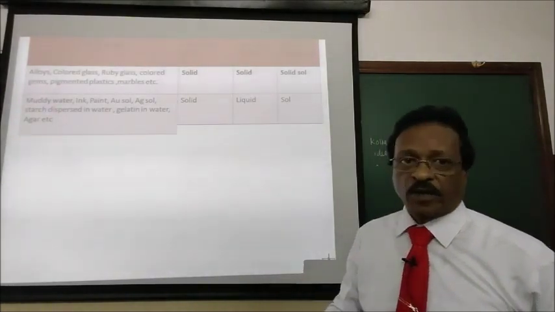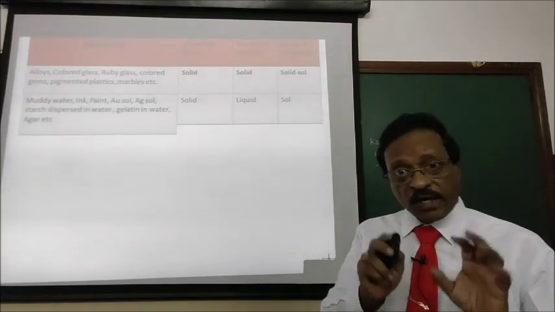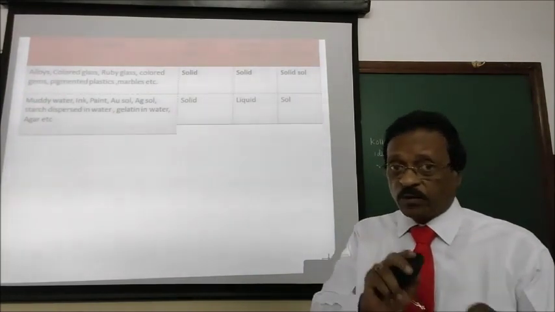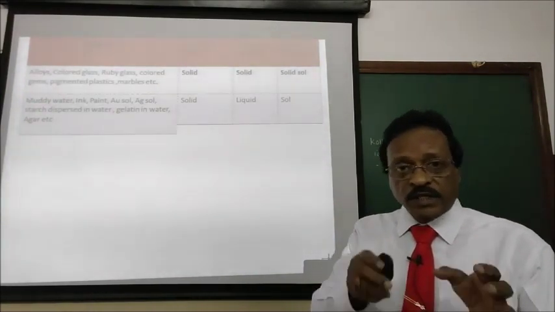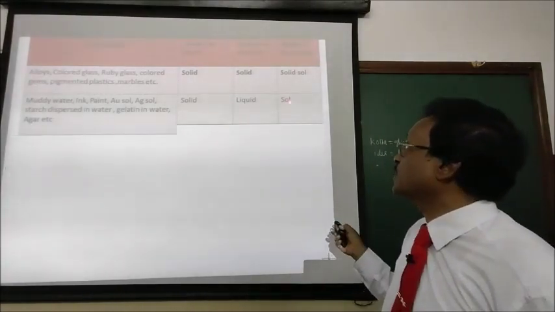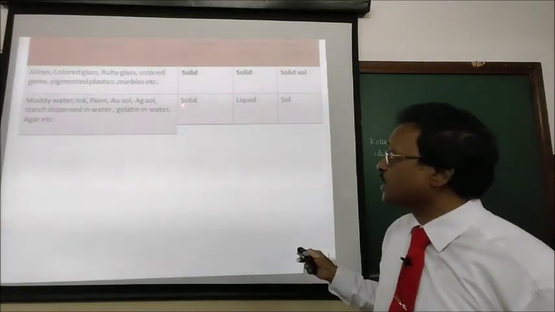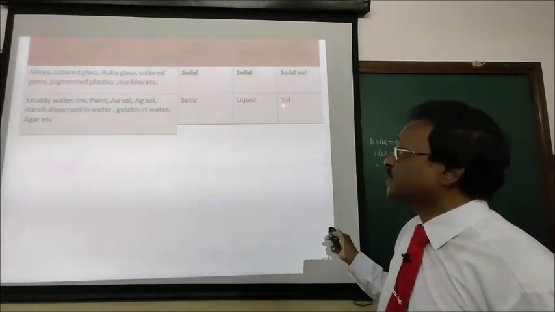See, a simple example, muddy water. You can see it practically. It contains a lot of small mud particles which are in colloidal state, whose size is 10 power minus 6 to minus 9 meter. So this is a solid, but solid dispersed in liquid is called a sol. Sol means solid dispersed in liquid is the general name given.